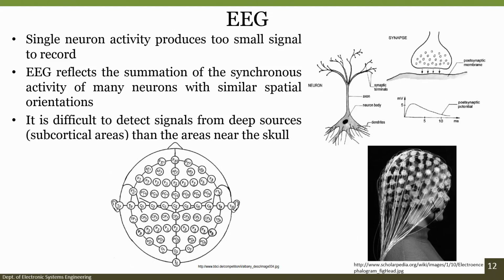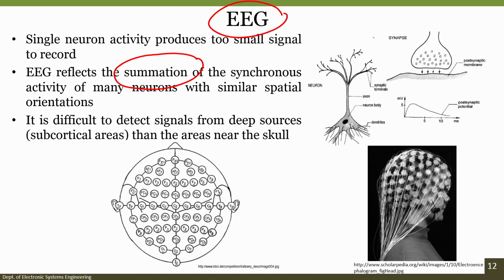How is EEG measured? Single neuron activity produces too small a signal to record. EEG is a sum of the signals generated by multiple neurons. Second, EEG reflects the summation of the synchronous activity of many neurons with similar spatial orientations. It is difficult to detect signals from deep sources, subcortical areas, compared to the areas near the skull.